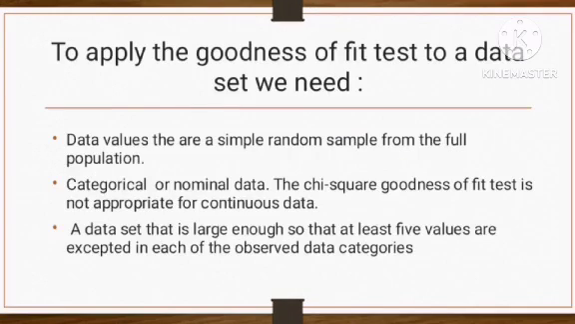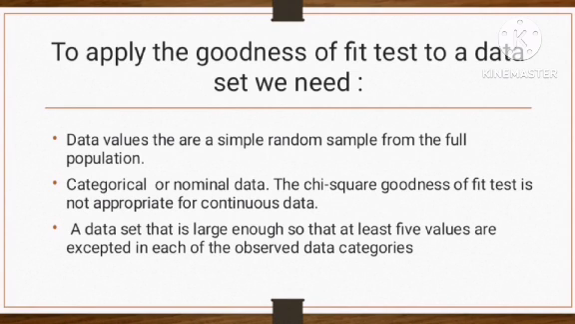And to apply the goodness of fit test to a data set, we need data values that are a random sample from the full population. Categorical or nominal data; the chi-square goodness of fit test is not appropriate for continuous data. A data set that is large enough so that at least 5 values are expected in each of the observed data categories.